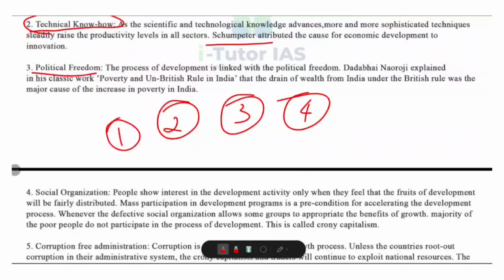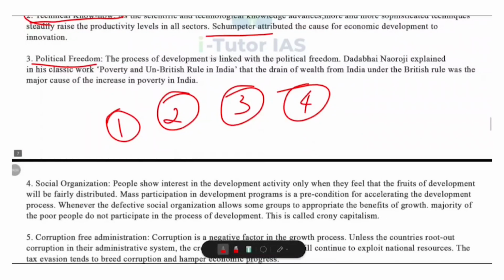Third one, political freedom. Political conditions strongly influence economic development. A country with a stable government, rule of law, efficient administration, protection of rights, low corruption and so on will lead to faster development. And political freedom also matters. Dadabhai Naoroji, in his landmark book Poverty and Un-British Rule in India, explained that under British rule, wealth was continuously drained out of India, and this drain of wealth was a key reason for India's increasing poverty during the colonial period. So, without freedom and economic sovereignty, genuine development is difficult.